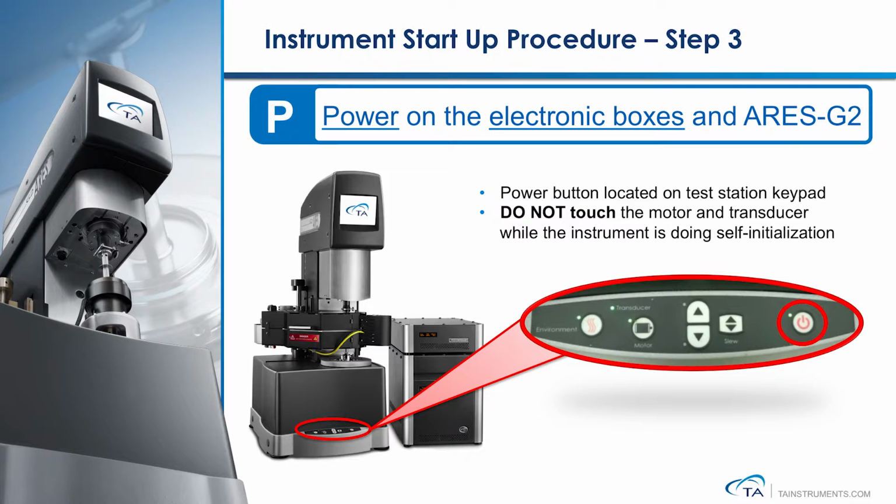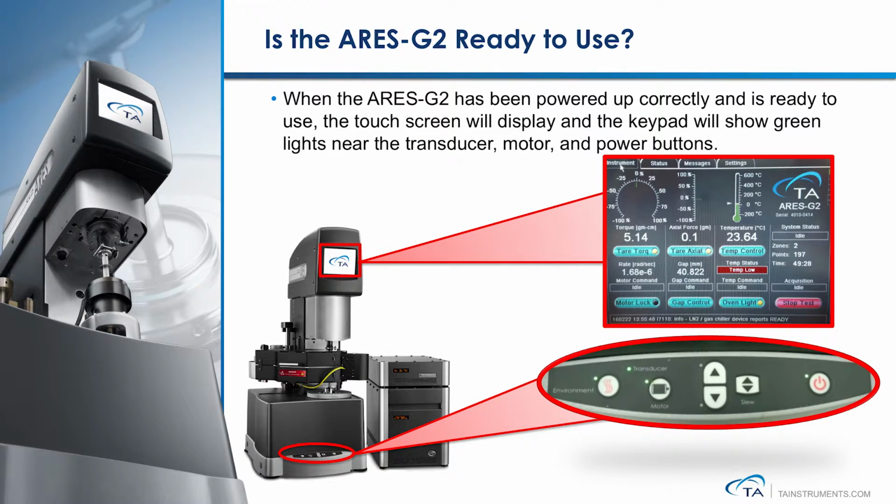Do not touch either the motor or transducer. Wait for a few seconds until the instrument completes its self-initialization process. When the ARES-G2 has been powered on correctly and is ready to use, the front control panel on the bottom of the instrument will show green lights near the transducer, motor, and power buttons. And the top LCD screen will display basic parameters such as torque, axial force, and temperature.